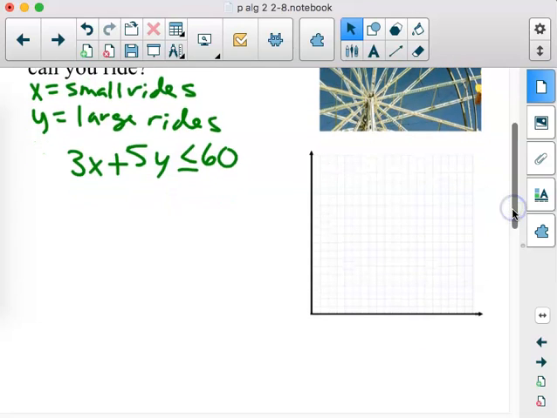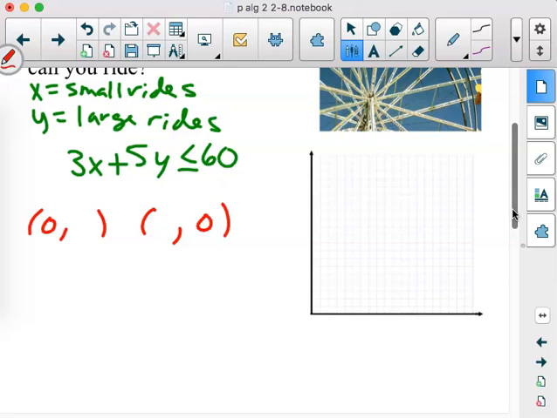We can see where they're at. So we find those 2 intercepts. Using the thumb method, we say, hey, if x is 0, they're not going on any small rides. 60 divided by 5 is? You're looking suspicious, so let me put that up there so you can see that it is in fact 60. Everybody okay with that? Whether or not you have to use a calculator or not, I don't care, as long as you can find them.